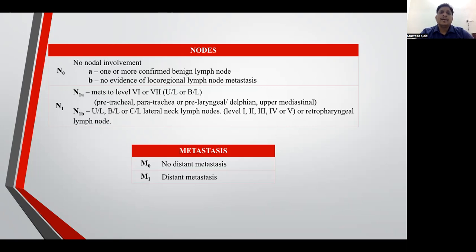Then there is metastasis. As you all know, M0 is no distant metastasis. M1 is distant metastasis. So this is broadly the most acceptable TNM classification as far as thyroid is concerned.